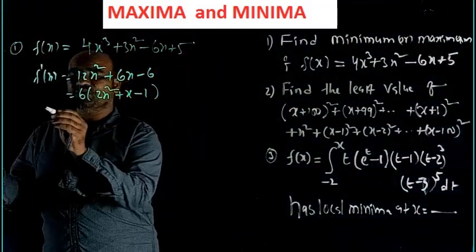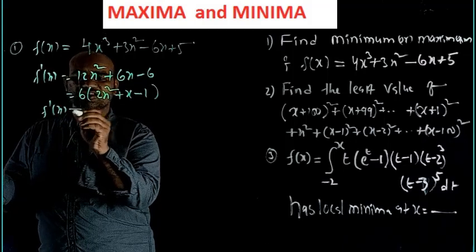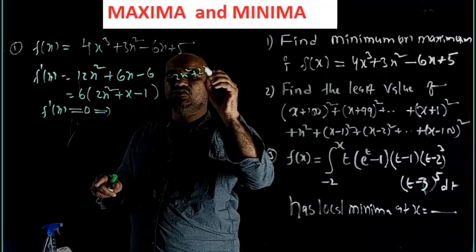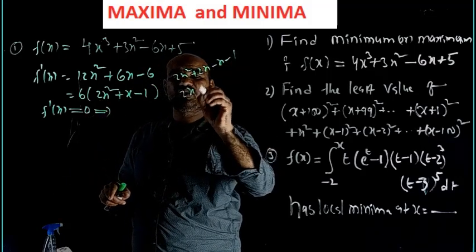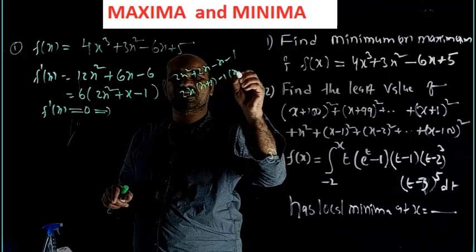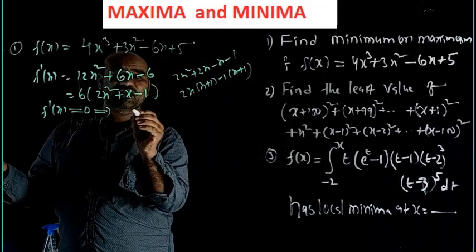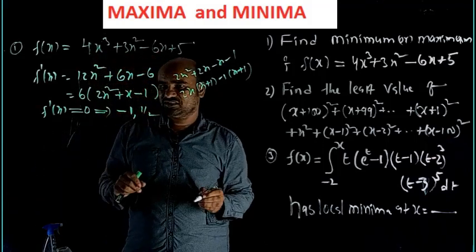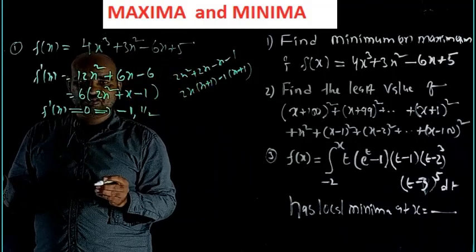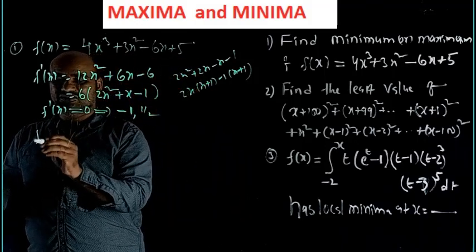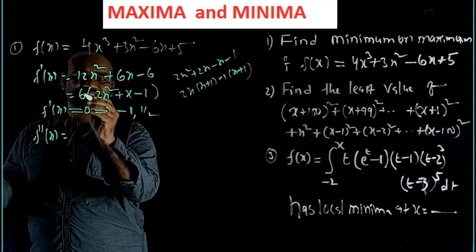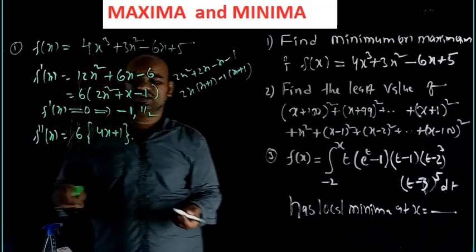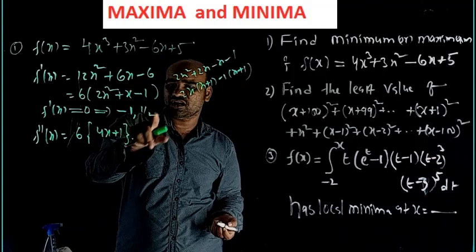Now I want to find critical points. f dash of x equal to 0 implies 2x square plus 2x minus x minus 1, which is 2x times x plus 1 minus 1 times x plus 1. So this is nothing but minus 1 and 1 by 2. These two are critical points. Now I don't want to use the first derivative test, I want to use the nth derivative test. So I should find f double dash of x, that is 6 times 4x plus 1. Now I want to find the sign of f double dash of x at minus 1 and half.